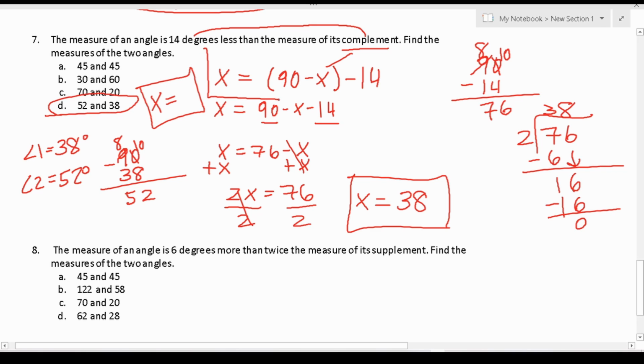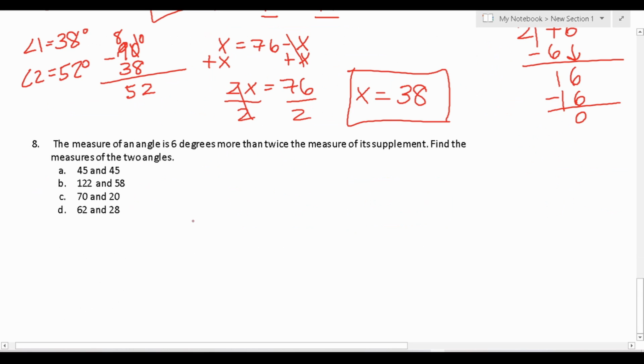And this setup was much different than anything we've seen in the videos so far. Number 8 says the measure of an angle is 6 degrees more than twice the measure of its supplement. Find the measure of the two angles. So in this case, we know we're dealing with supplementary angles, which add up to 180 degrees.